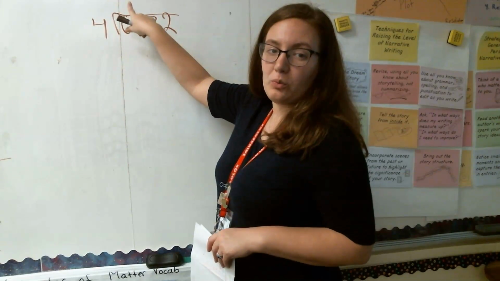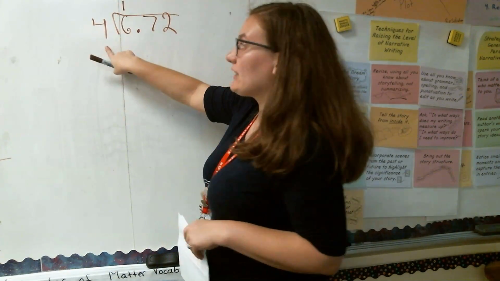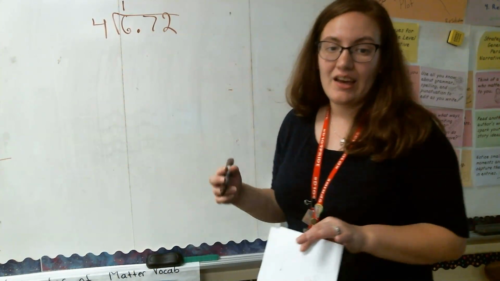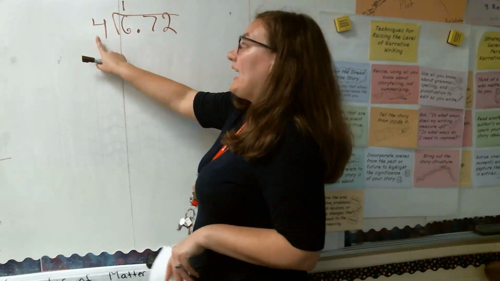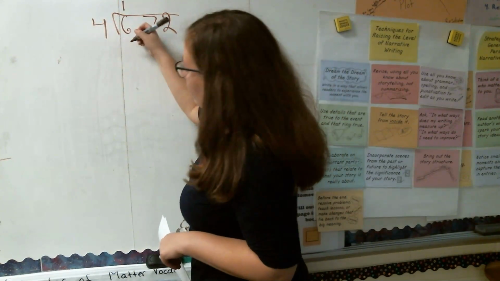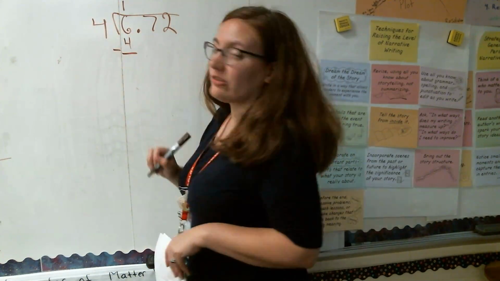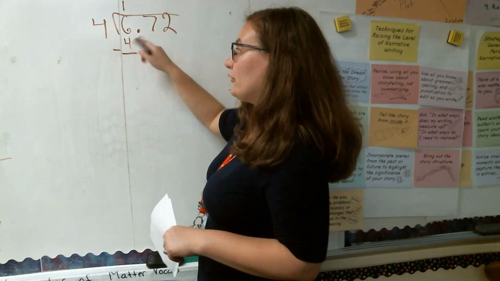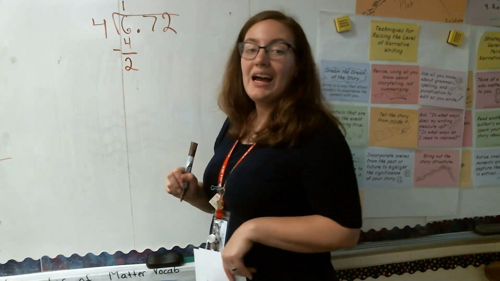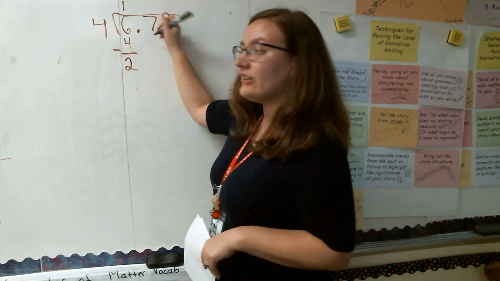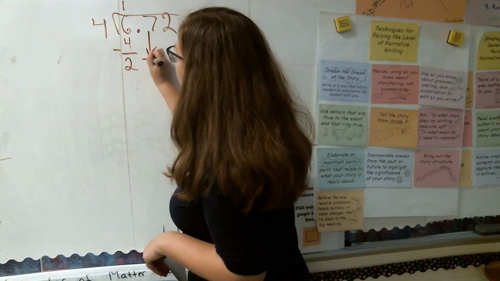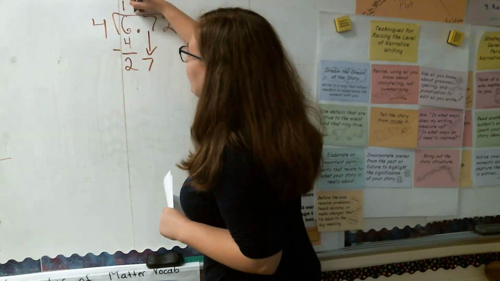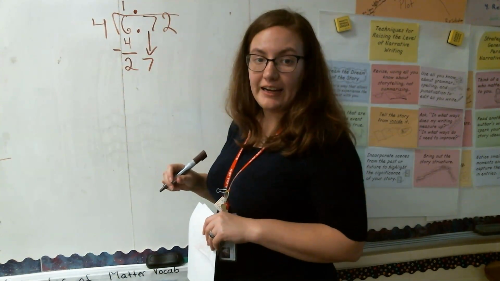Well, 4 times 1 can fit into 6, because if I did 4 times 2, that would be 8, and that's too big. It's bigger than 6, so it doesn't work. Then I'm going to take the answer 4 times 1, which is 4, and I write that directly underneath that, and then I subtract. I subtract 6 minus 4, which is 2, and then since I still have another place value, I need to bring that down, and then continue the whole process over again. I'm going to bring this decimal straight up so I don't forget about it in my final answer.